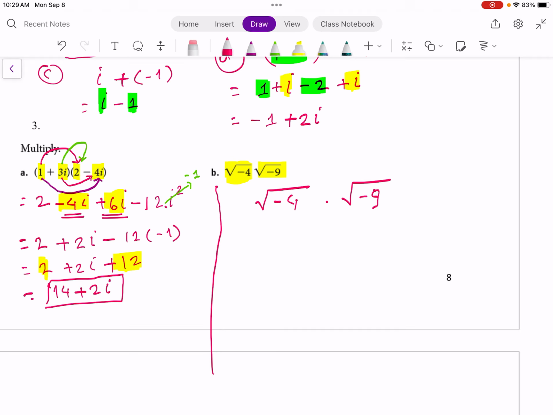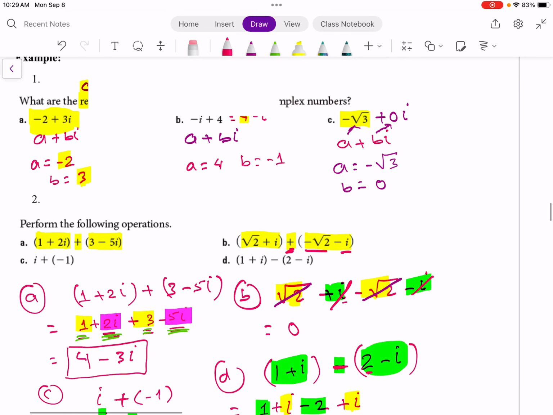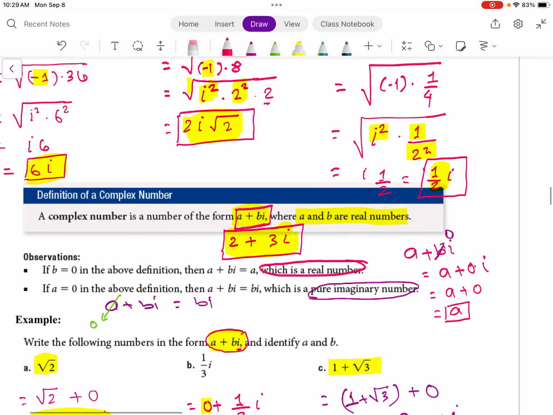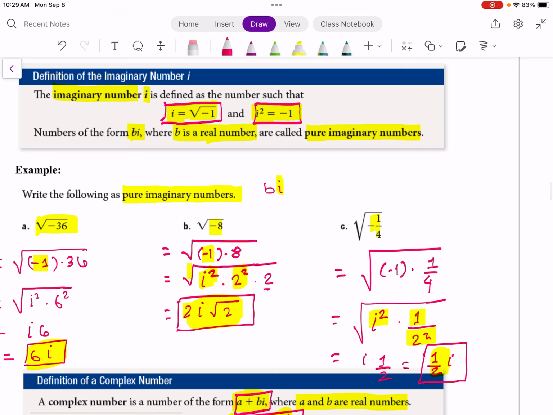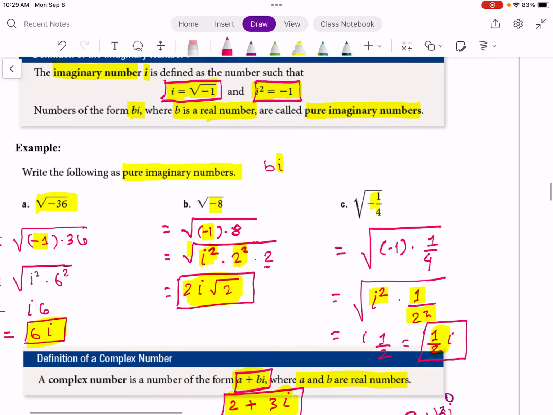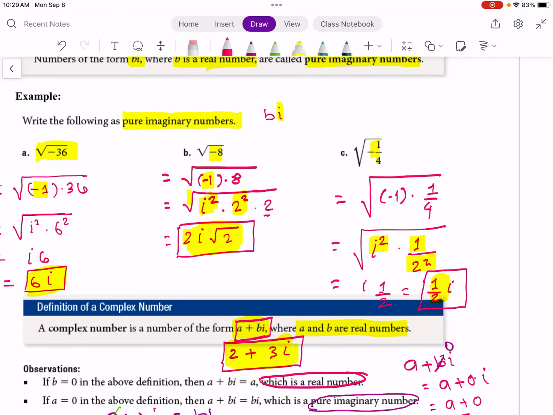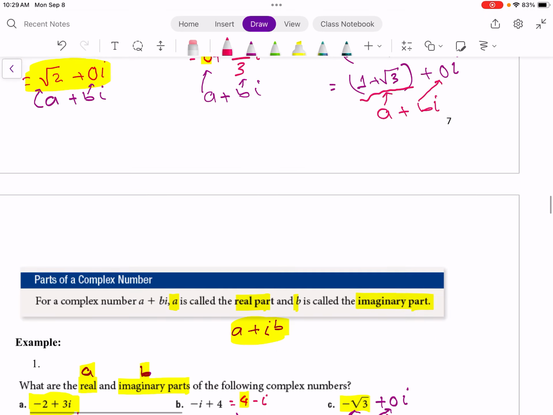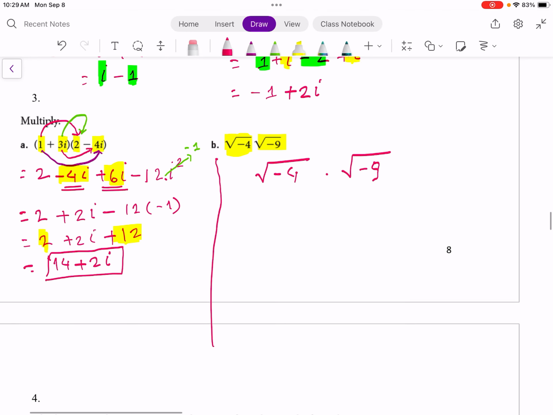Now how can we rewrite the square root of negative 4 without a negative number under the radical sign? That's what we did at the very first, right? If we go back to the very first example, we had the square root of negative 36 and we rewrote that as 6i. Now we use the same concept to rewrite our square root of negative 4. So how can we rewrite negative 4?